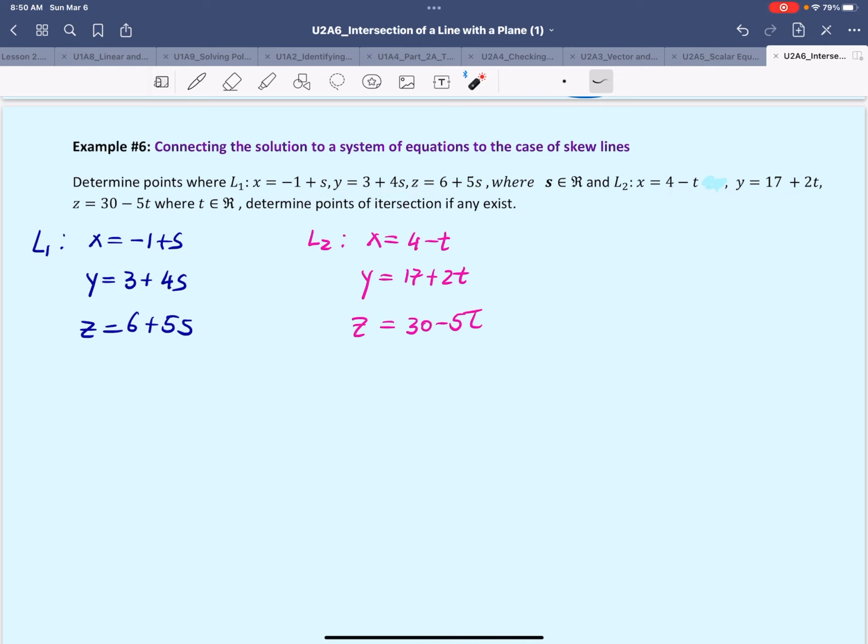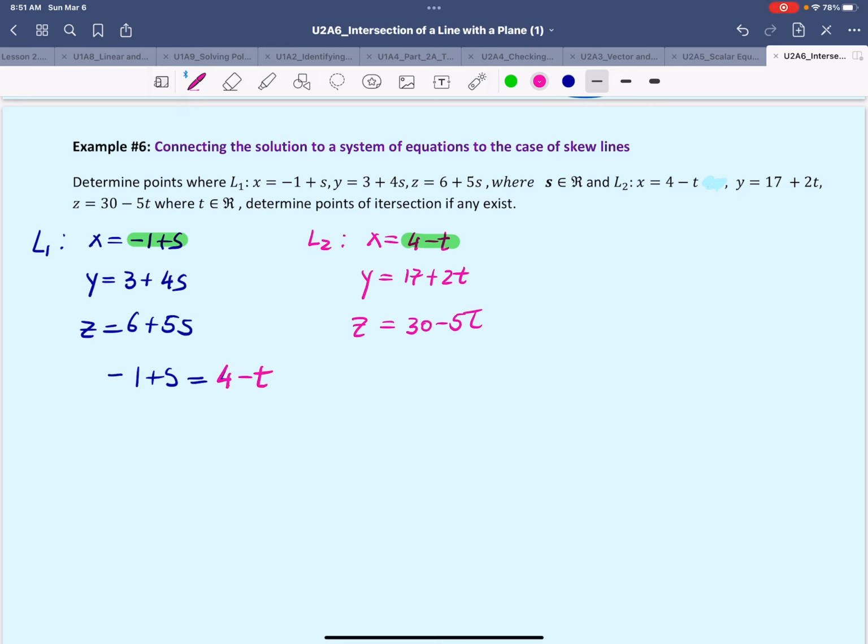So to find the intersection point again means that we need to find the x, y, and z that is the same or satisfies both equations. And for this, we're going to use the fact that the x coordinates have to be the same. So we'll equate negative 1 plus s with 4 minus t.